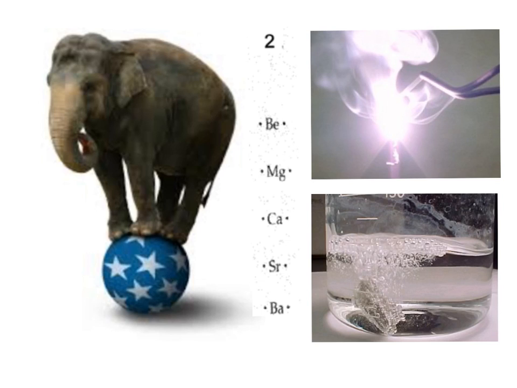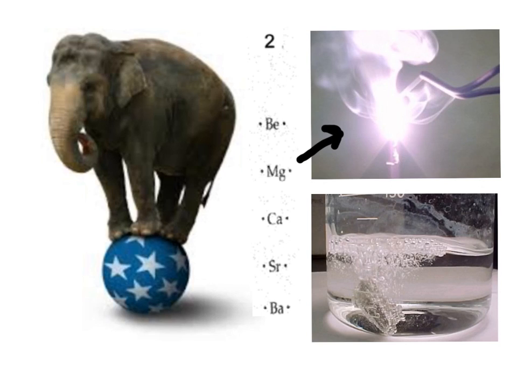These are the group 2 elements. They're not as unstable as some other elements, but it's like an elephant balancing on a ball. You've got beryllium, magnesium, calcium, strontium, and barium. Magnesium is shown here. You can see how reactive magnesium is. He doesn't react unless you give him a push, though.